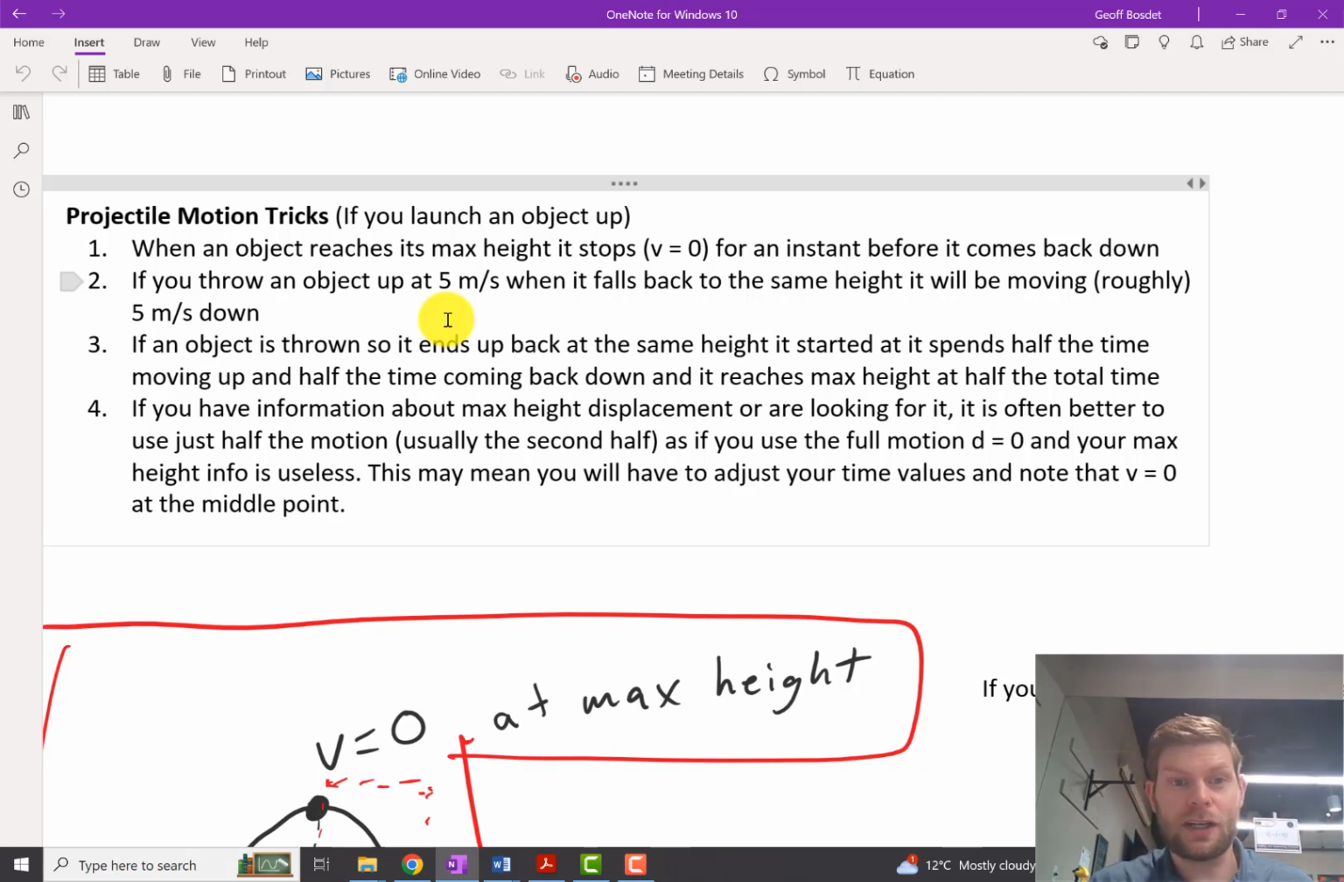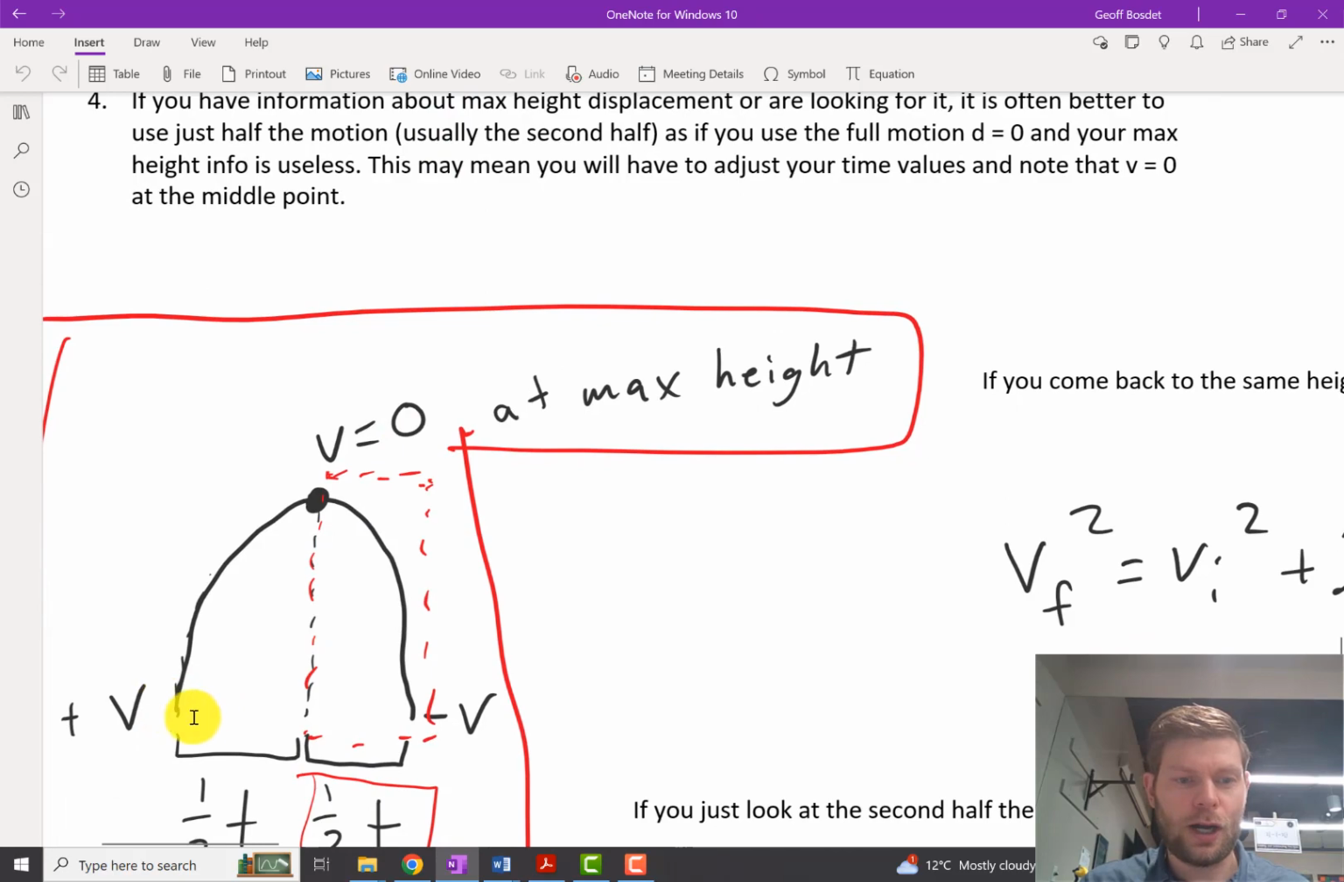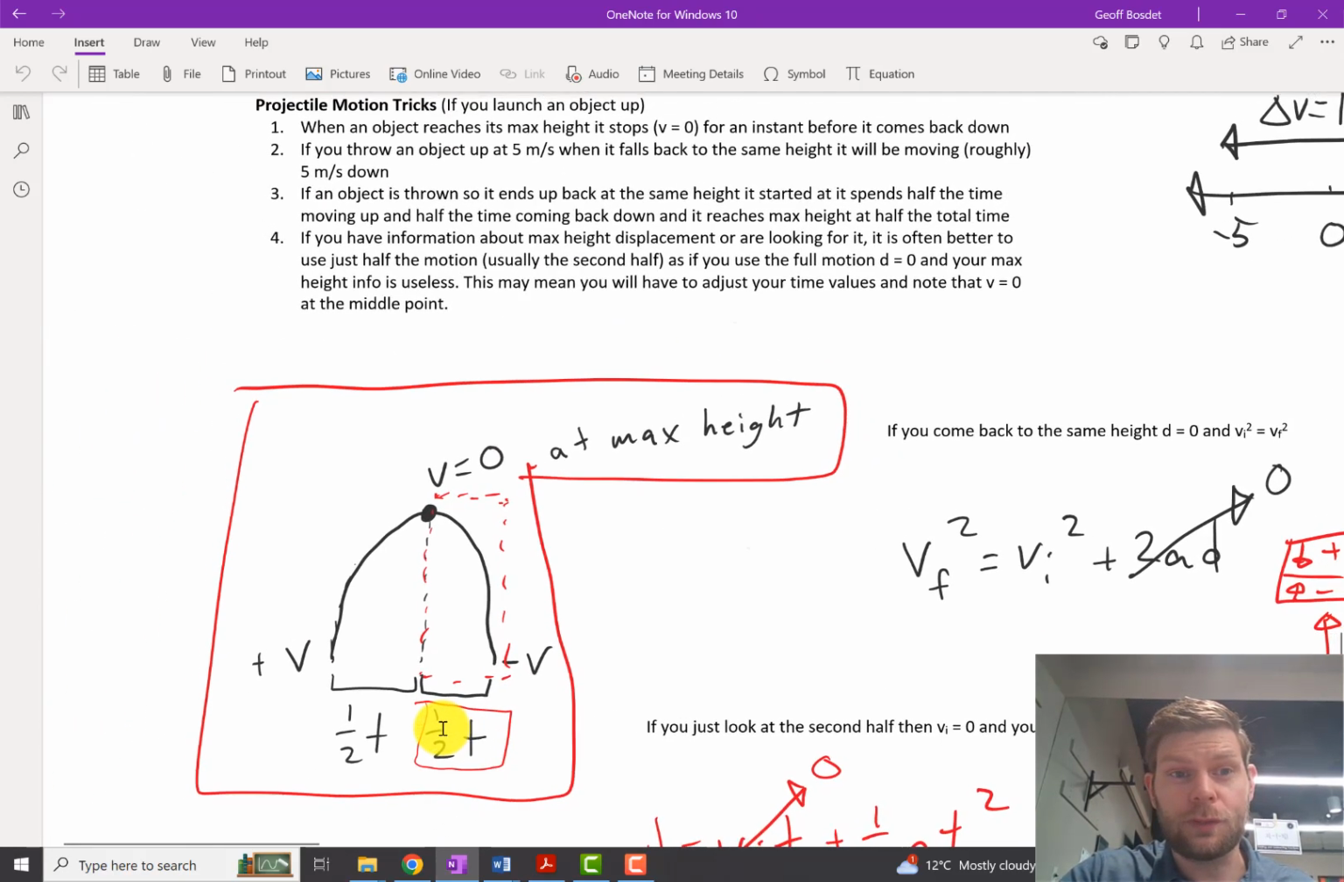which kind of makes sense because of conservation of energy, which you learned last year. You've got a bunch of kinetic energy. It's going to turn to a certain amount of potential, and then it'll turn into exactly the same amount of kinetic when it reaches the same height. So whatever its initial velocity is, if it's coming back down to the same height, it'll be exactly the same velocity, but down. It also takes exactly the same amount of time to go up as it does to come back down. So that can be really useful.